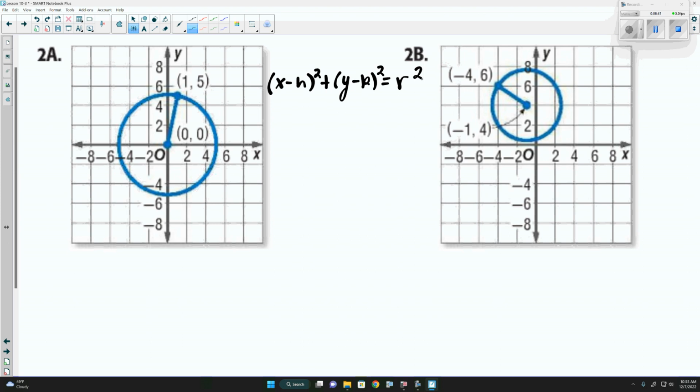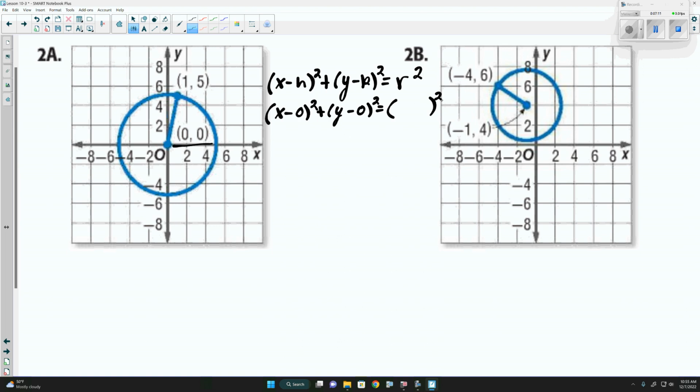So for any of these here, when we're given the graph or given the information, I'll always start with this form. Now looking at 2a, the center is told to us to be the point 0, 0. So we can plug 0 in for h, and we can plug 0 in for k. So h and k are both 0 in this case, so we get this here.